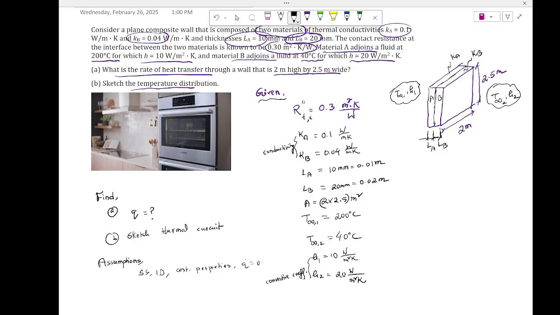What is the fifth one? The contact resistance, right? So those five resistors that you have are one after another, so we can say they are in series, right? Everybody agree? One after another, so series.